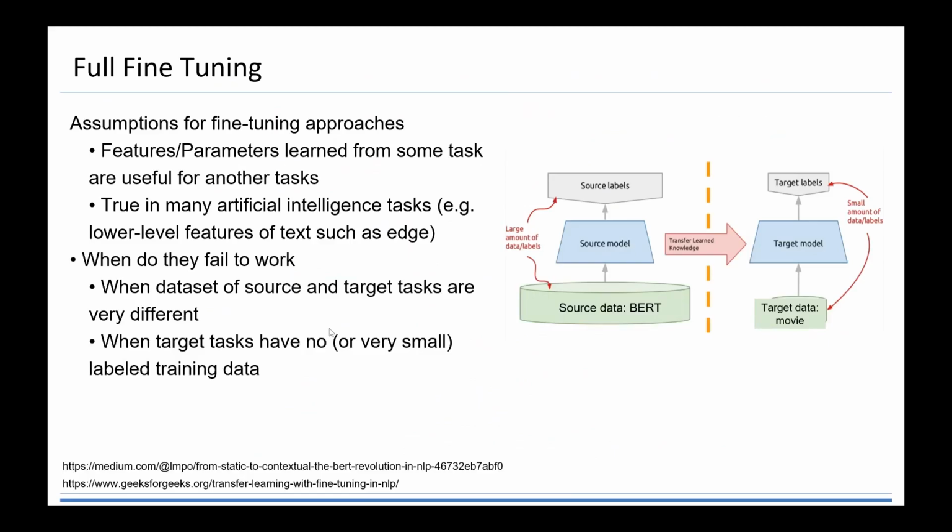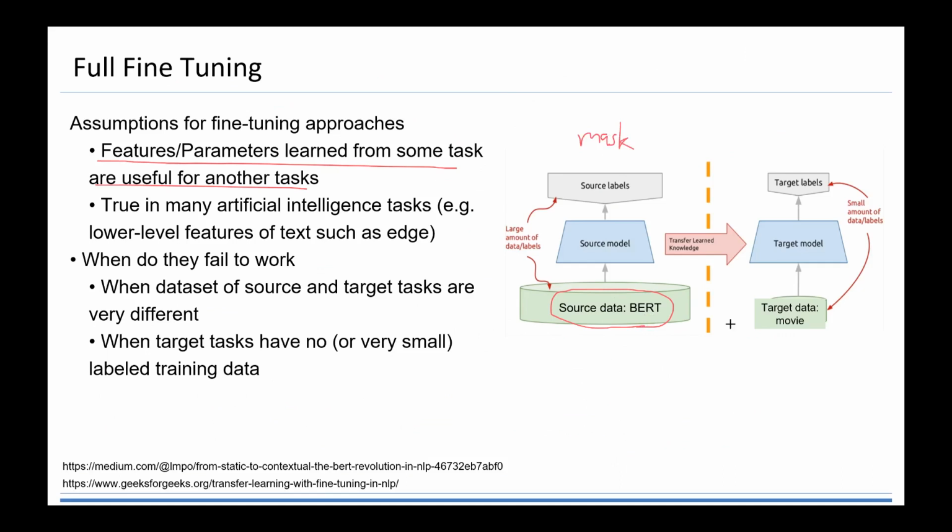So, full fine tuning. The assumption for this fine tuning approach is that features or parameters learned from some tasks are useful for another task. For example, the source model is BERT, and BERT is good for next sentence prediction, or we can also use it for masked language modeling.